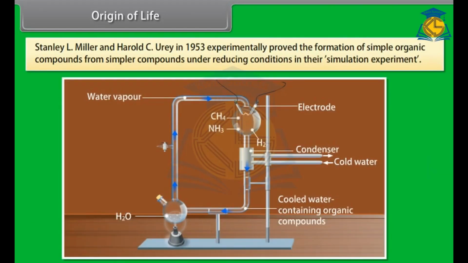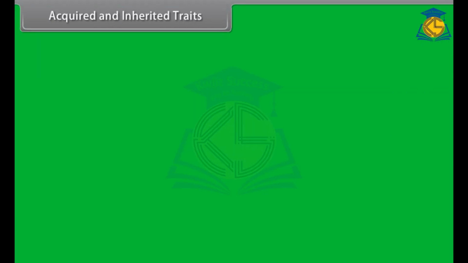Stanley L. Miller and Harold C. Urey in 1953 experimentally proved the formation of simple organic compounds from simpler compounds under reducing conditions in their simulation experiment. Acquired and inherited traits.